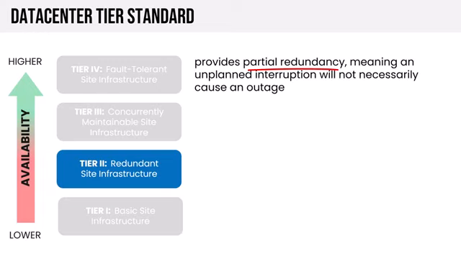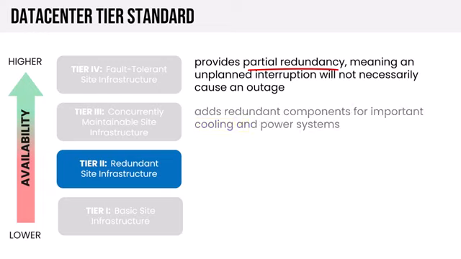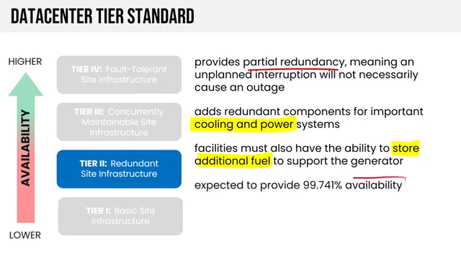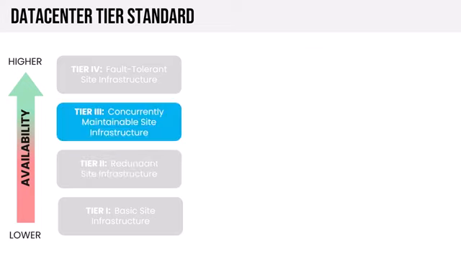This provides partial redundancy, meaning an unplanned interruption will not necessarily cause an outage. It adds redundant components for important cooling and power systems. Facilities must also have the ability to store additional fuel to support the generator, and it's expected to provide 99.741% availability. Tier 3, concurrently maintainable site infrastructure, adds even more redundant components.